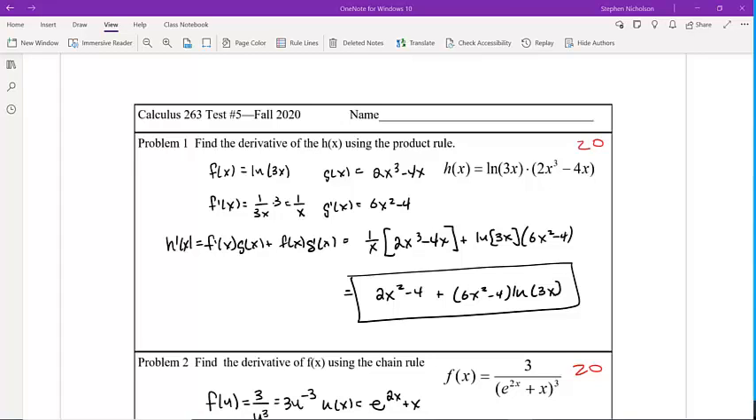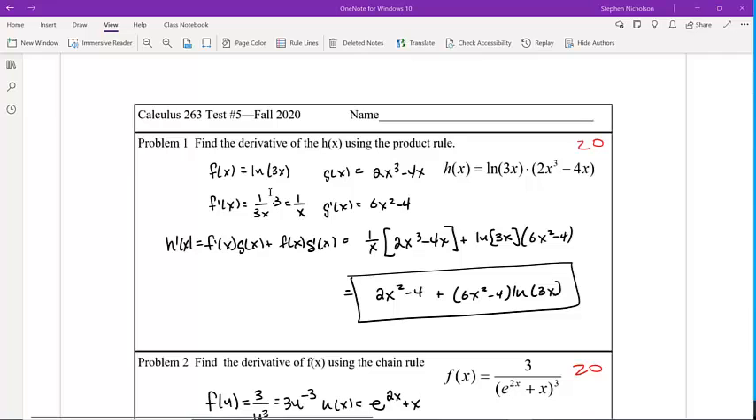Okay, so here's the solution for test 5. For problem number 1, we had this product rule. I called f of x the natural log of 3x and g of x 2x cubed minus 4x.